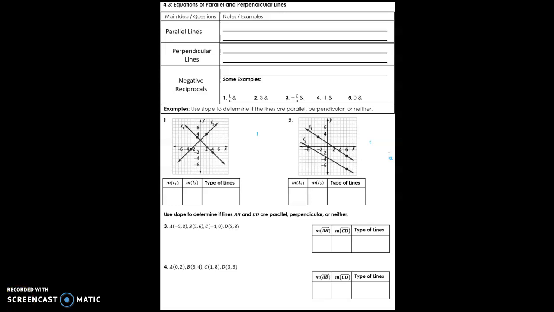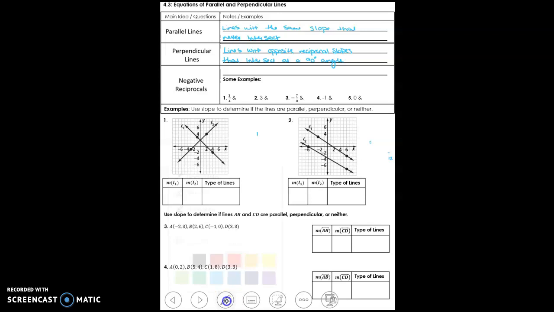Alright, so today we're going to do chapter 4.3. We're going to write equations of parallel and perpendicular lines. So parallel lines, these are lines with the same slope that never intersect. And perpendicular lines, these are lines with opposite reciprocal slopes that intersect at a 90-degree angle.